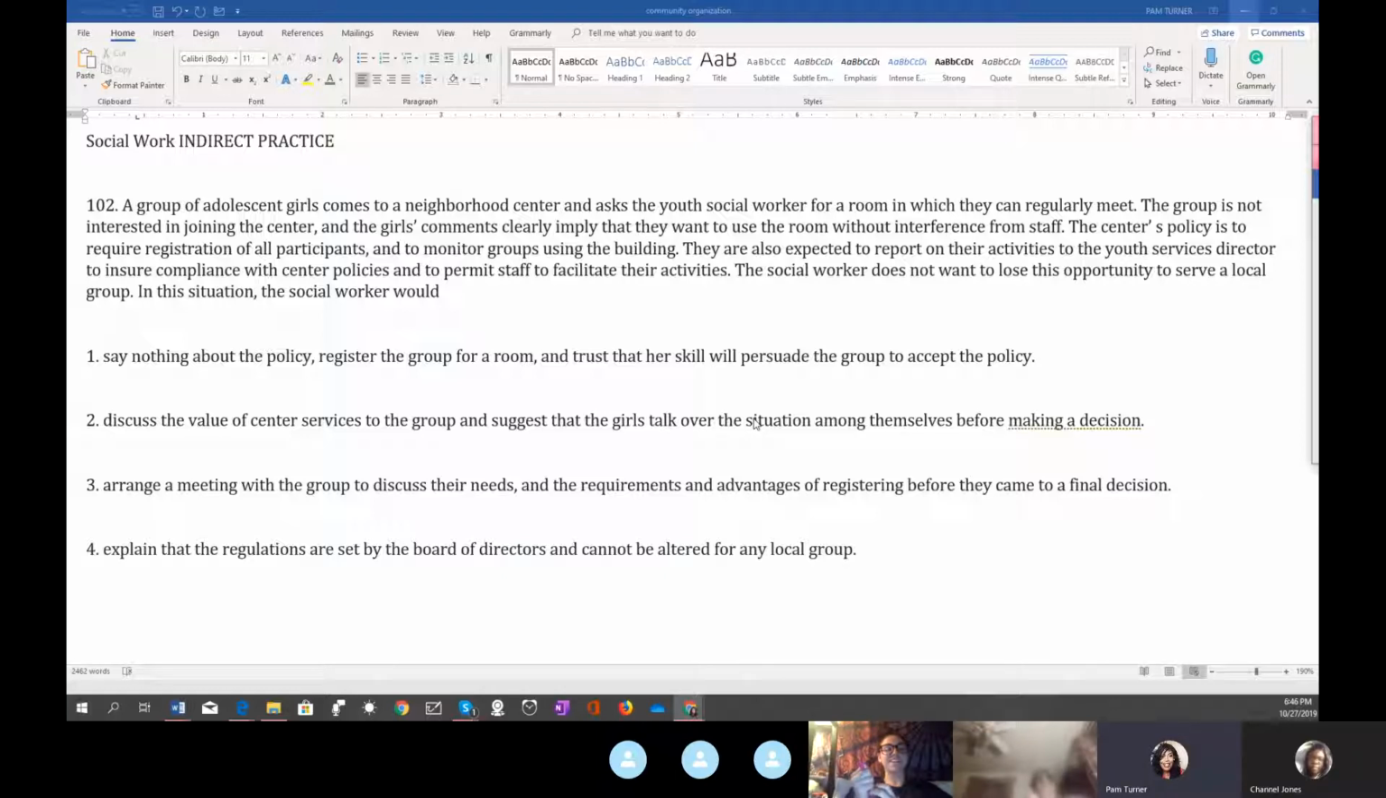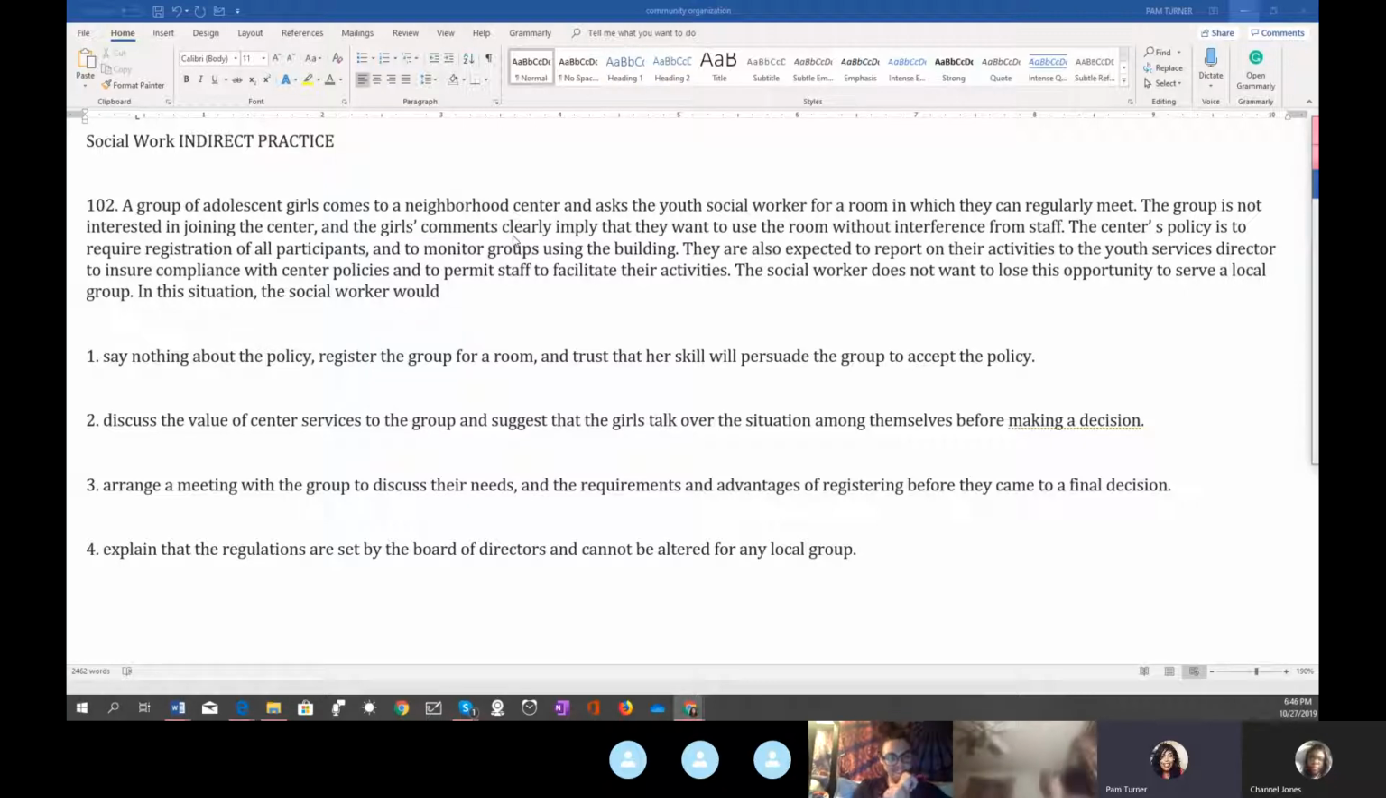Okay. So what in the question supports that? Okay, good question. She doesn't want to lose the opportunity to serve them. She does not. Okay. So what I'm going to do is arrange a meeting with the group to discuss their needs and the requirements and advantages of registering before they come to the final decision. Mm-hmm. Do you see some advantages in there to registering? Am I missing that? No, I do not see that. Okay. So there's nothing in the stem to support that answer.